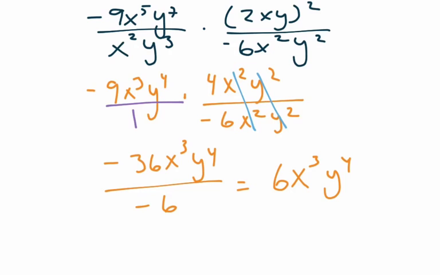You could have gotten there doing, I wouldn't say totally different things, but you could have multiplied across the bottom and got negative 6 x to the fourth y to the fifth.